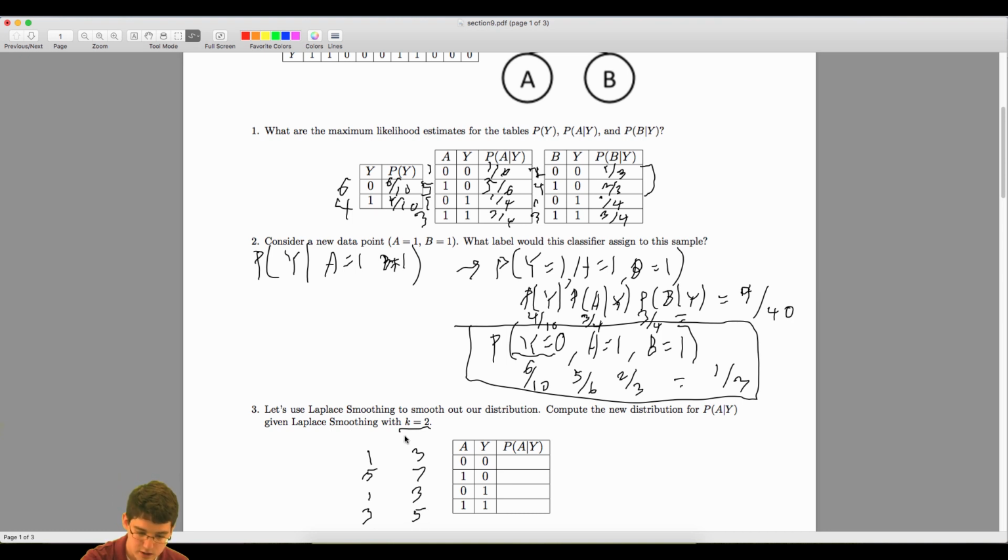So now these are, I'm going to call them, count prime. These are smooth counts. And so now we're going to use these counts instead to do our probability estimates. We're going to go in the same way. We're going to normalize. So here, we're normalizing over these two. This will be 3 over 10. This will be 7 over 10. Okay, this will be 3 over 5. And this will be, sorry, 3 over 8. And this will be 5 over 8.